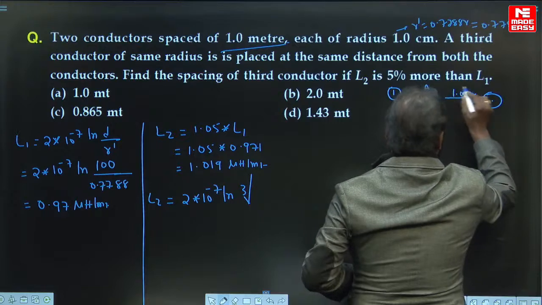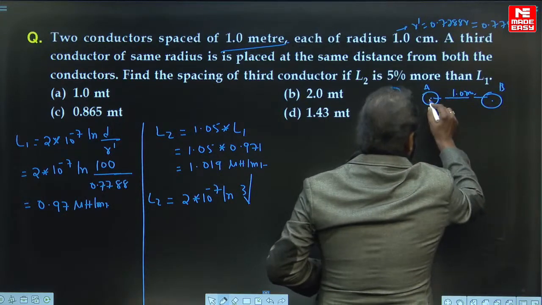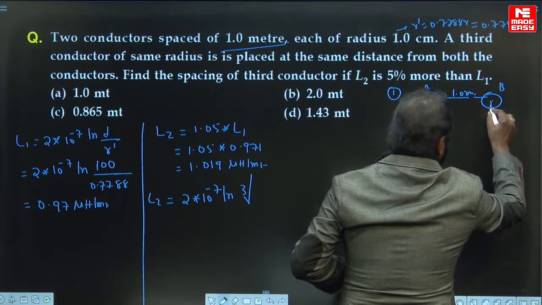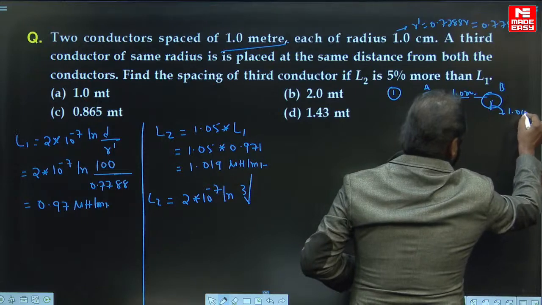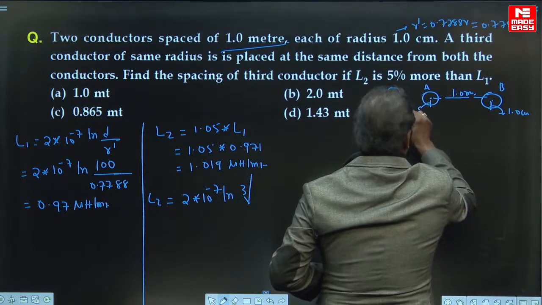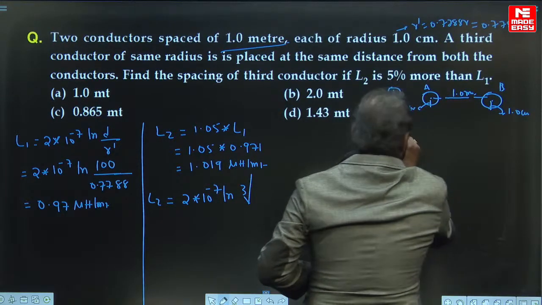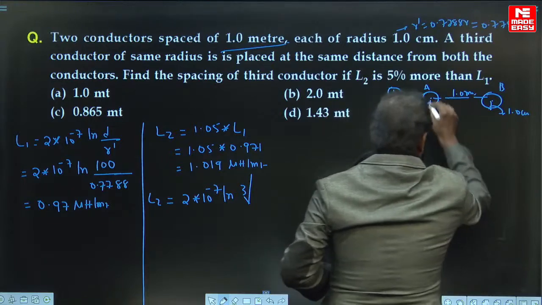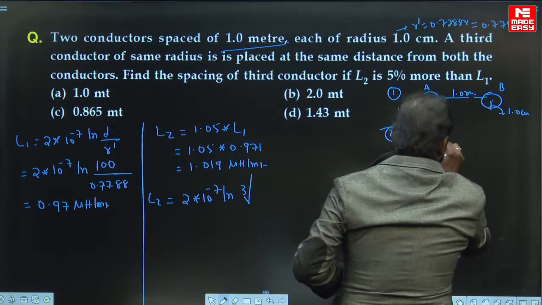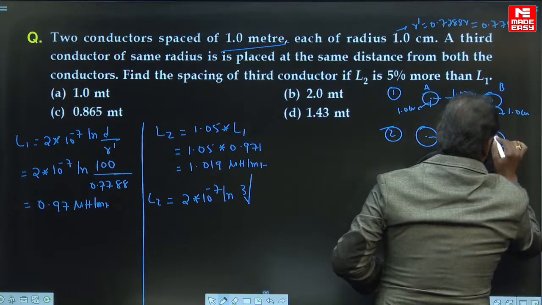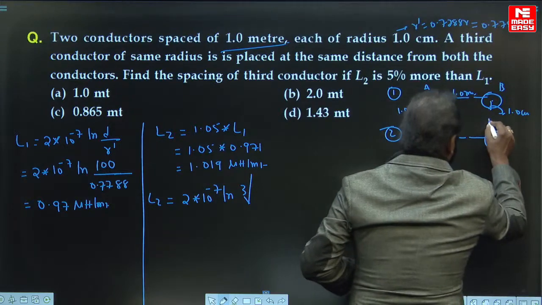This is A and B, and the radii has been taken as 1 centimeter. Here also it has been taken as 1 centimeter. Now in the second case क्या बोला था, so as it was, A is there and this is the conductor B. This is the A conductor and this is the B conductor.